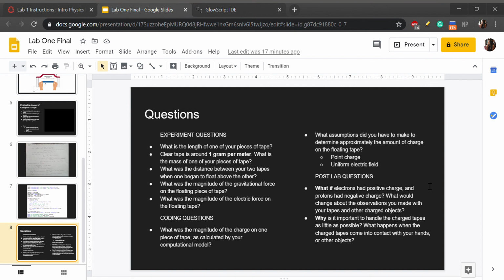And as far as other charged objects go, again, even if positive and negative charges had switched, you'd still experience attraction and repulsion the same way you would with the like repels like, and the opposites attract.